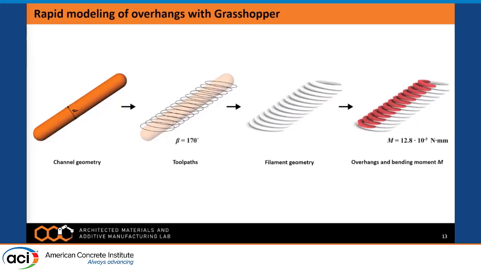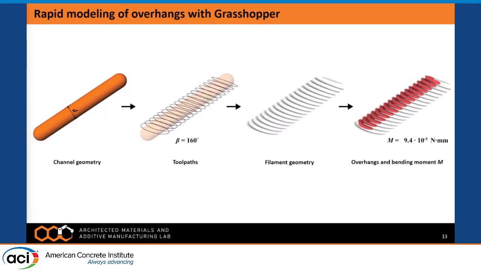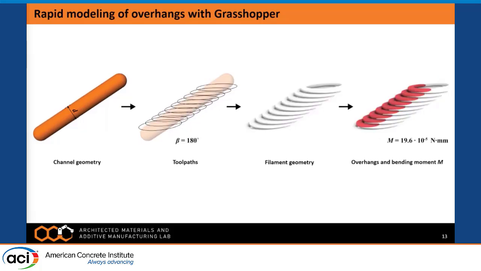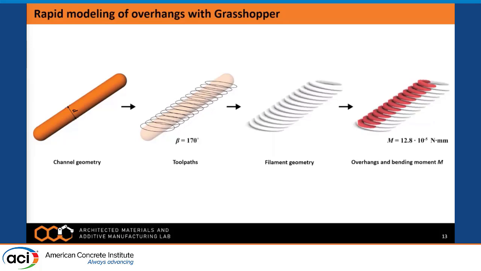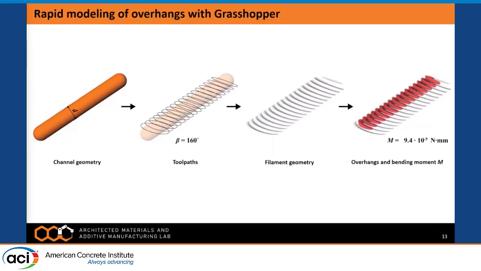To optimize the toolpath angle for 3D printing, the script allows one to automatically run through a series of toolpath angles and returns the one resulting in the lowest M values.